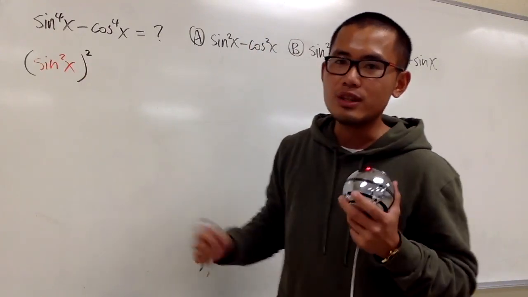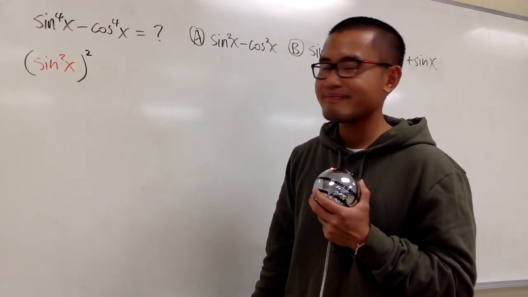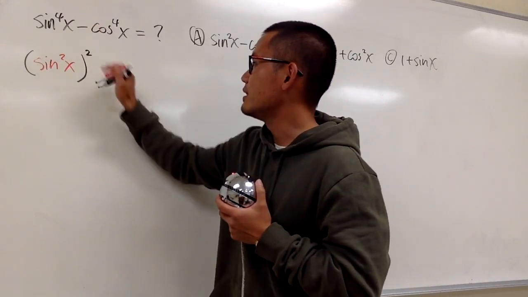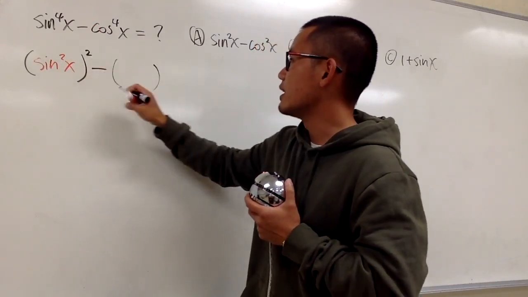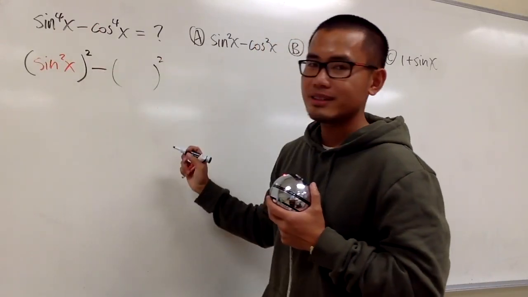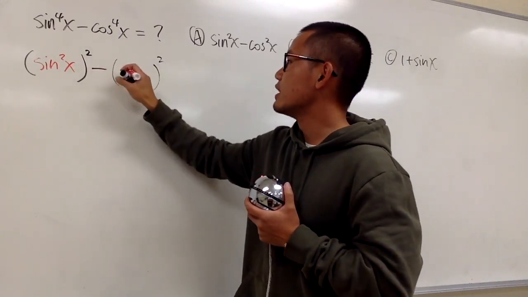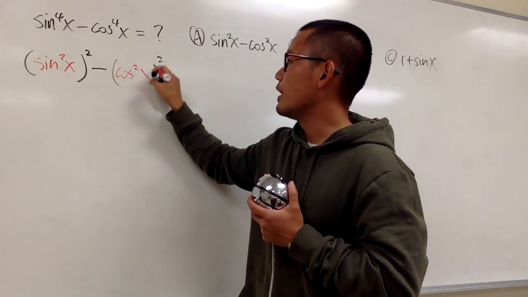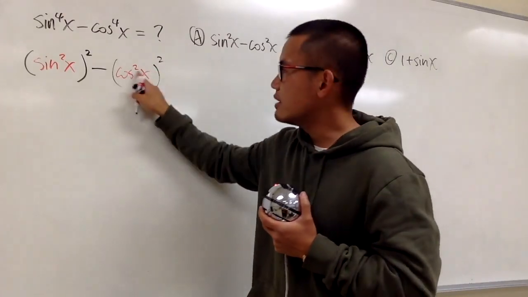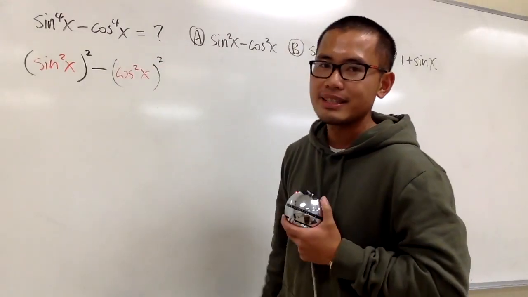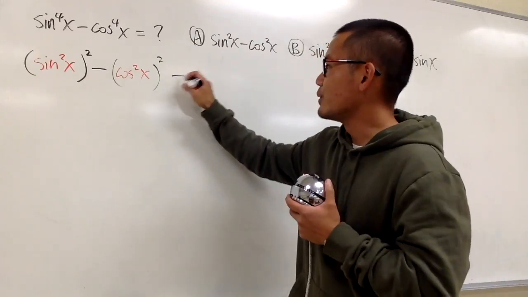So I can use the difference of two squares formula to factor it out. All right, I'll continue. I will say this is minus, and as I said, I'll put on parentheses something square. And for this parentheses inside, I will have to rewrite this as cosine square x. And then when I take this, square that, I get that back. All right, so we can continue.